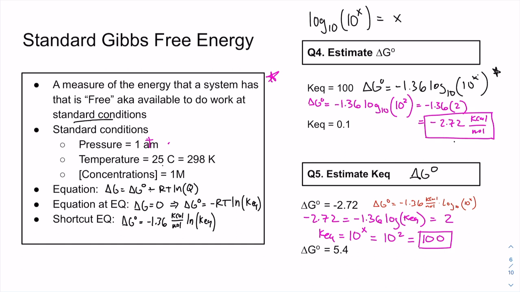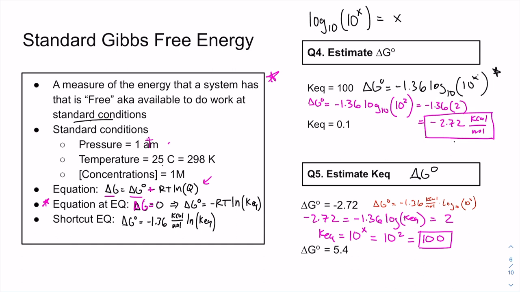I think that was a little bit confusing from lecture, but it gives us some important equations. The change in Gibbs free energy is equal to the change in Gibbs free energy at standard conditions, plus really, I would say, a fudge factor, the change in free energy you get from not being at standard conditions, all right? And then we have a special case, which is if you're at equilibrium, the change in Gibbs free energy overall is zero, right?